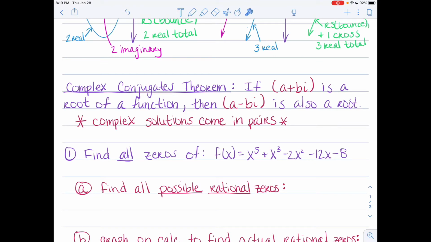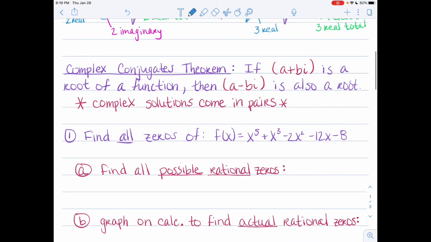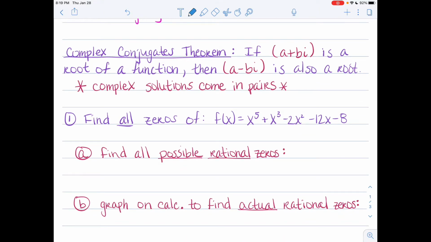But I notice that I have 1, 2, 3, 4, 5 terms, too many to factor. So I'm going to use the rational roots theorem. So we are going to find the possible rational zeros and then use that to continue. So P over Q, remember from last time and the time before actually, is my constant, which is 8, and my lead coefficient, which is 1, is going to be my Q value.